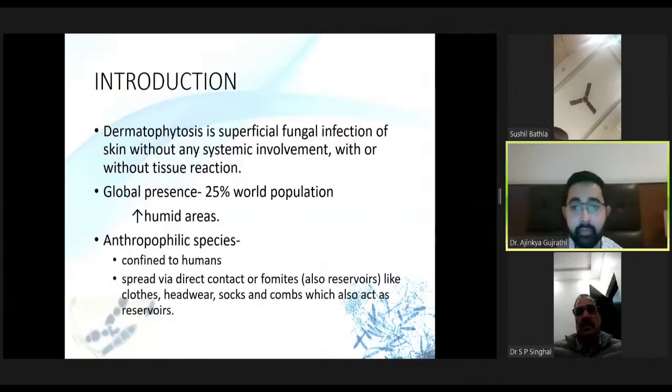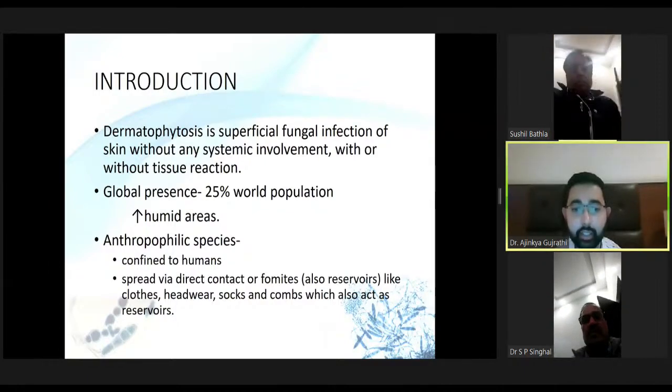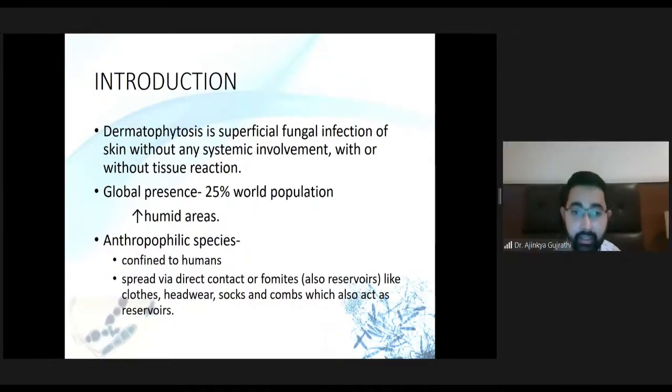Dermatophytosis is the superficial fungal infection of skin without any systemic involvement, with or without tissue reaction. The global prevalence of this disease is around 25%, with increased incidence in humid areas. Among the three species, the anthropophilic species are mostly confined to humans and spread via direct contact or fomites, which also act as reservoirs.